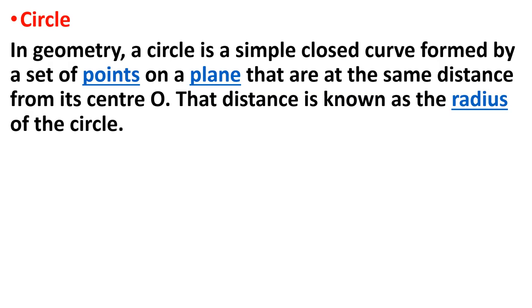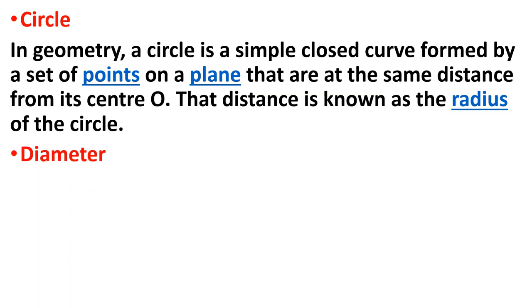I am repeating its definition. In geometry, a circle is a simple closed curve formed by a set of points on a plane that are at the same distance from its center O. And that distance is known as the radius of the circle, meaning from the center to the boundary of the circle, to the circumference of the circle, this distance is known as the radius of the circle.